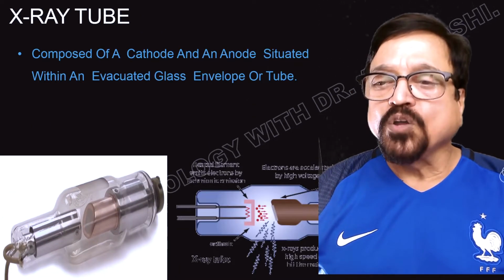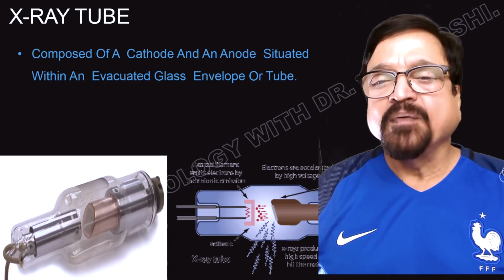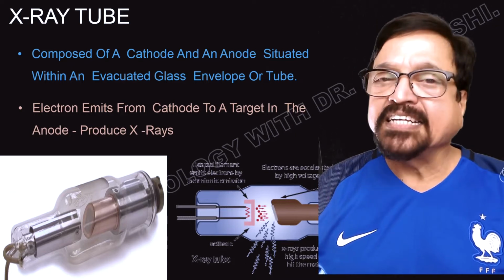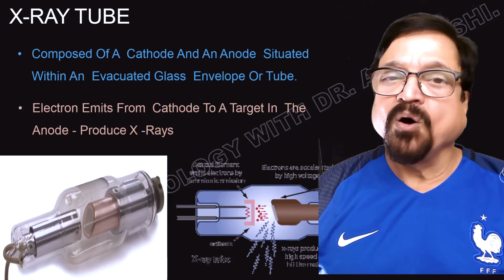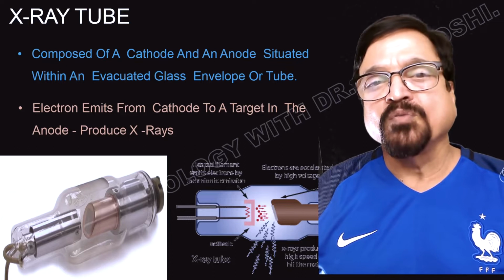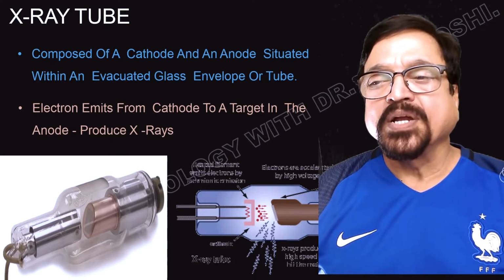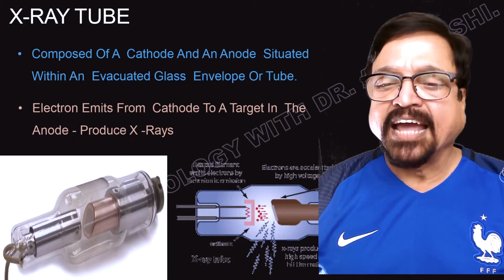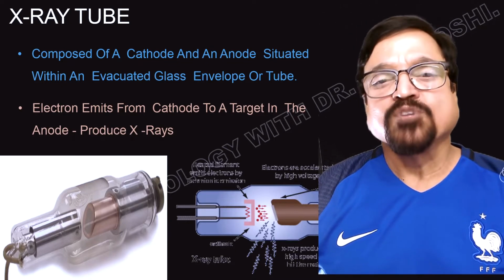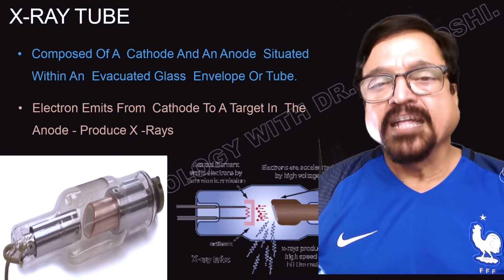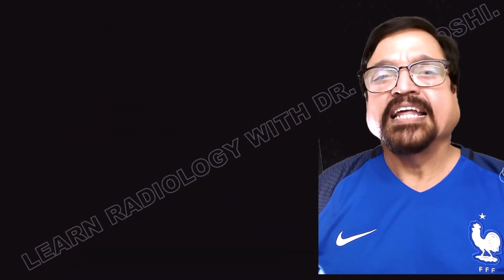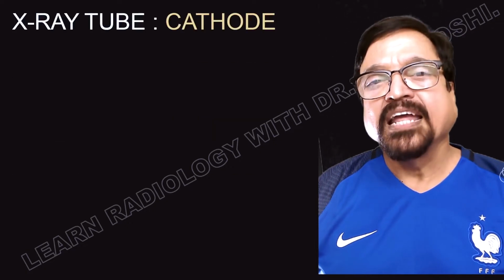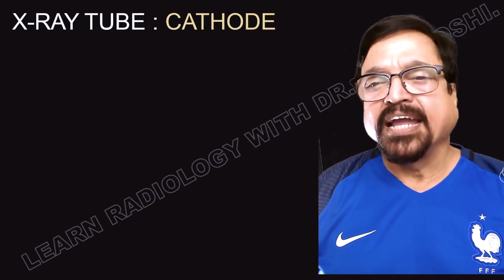It is composed of a cathode and anode situated within an evacuated glass envelope, or tube. Why evacuated? If there is gas, it will oxidize the heated part, or the fast moving electrons will collide with it and reduce their speed. So it has to be evacuated. Then electrons emitted from the cathode to the target anode produce the X-rays. So there has to be production of electrons, acceleration of them, and then deceleration, where they hit something and get converted into the X-ray, or a packet of energy, that is a photon.